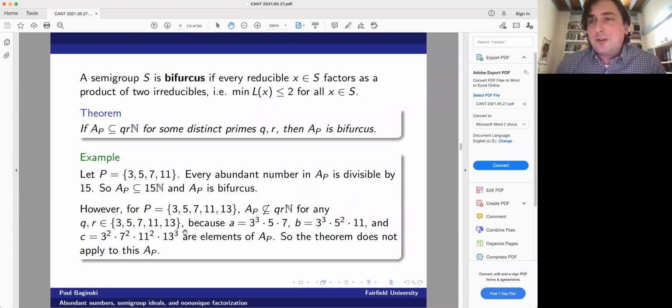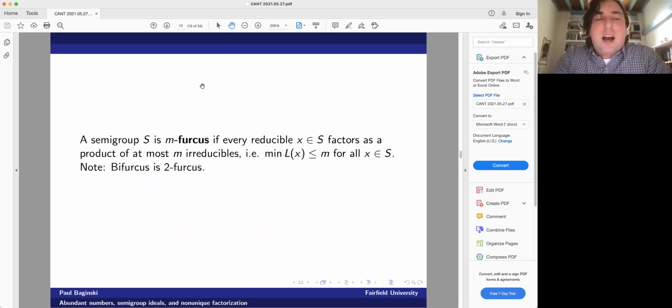I believe it is something called 3-furcus or trifurcus. And so what is that? Well, once Bifurcus started gaining traction, people tried to generalize to higher order furcus, and there were competing definitions. I think these examples from abundant numbers are going to tilt the debate towards this definition. This is not my definition. This has already appeared. A semigroup is M-furcus if every reducible element factors as a product of at most M irreducibles. So I multiply a whole bunch of irreducibles together, and it collapses down to something of size at most M irreducibles. And Bifurcus is just a special case of 2-furcus.